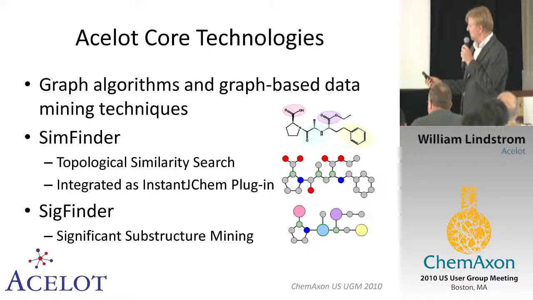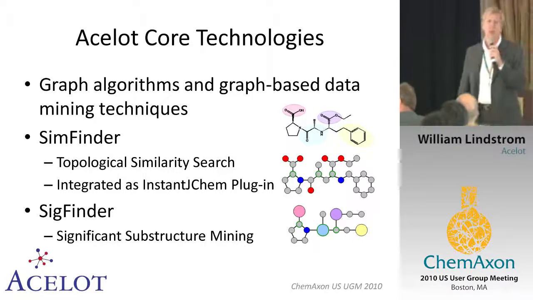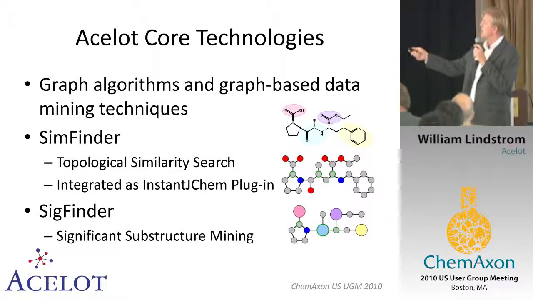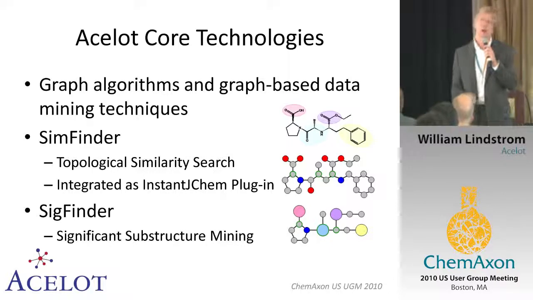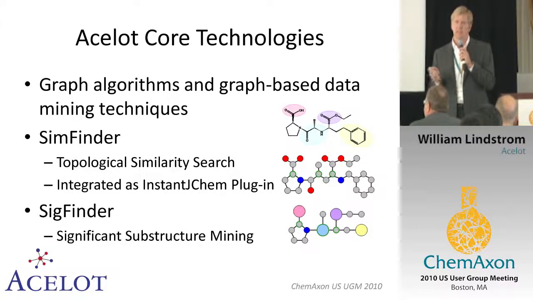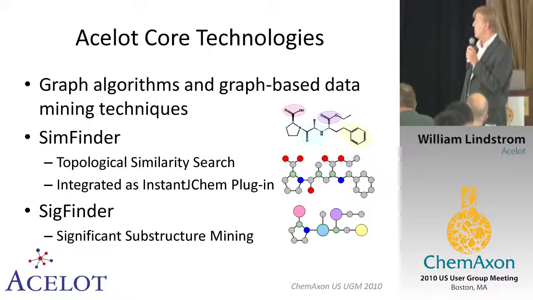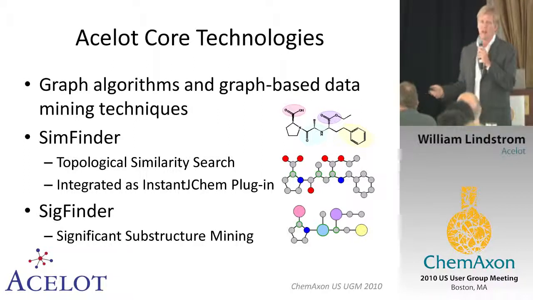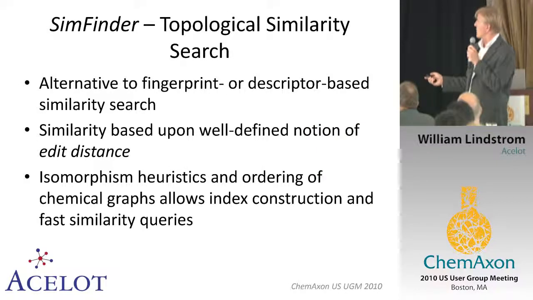Well, you can read, I don't need to point. And the other is SigFinder, which is our technology for identifying statistically significant substructures in a chemical database, in a chemical library. So I'll talk about these two things and our integration with Instant JChem, and then pass it on.